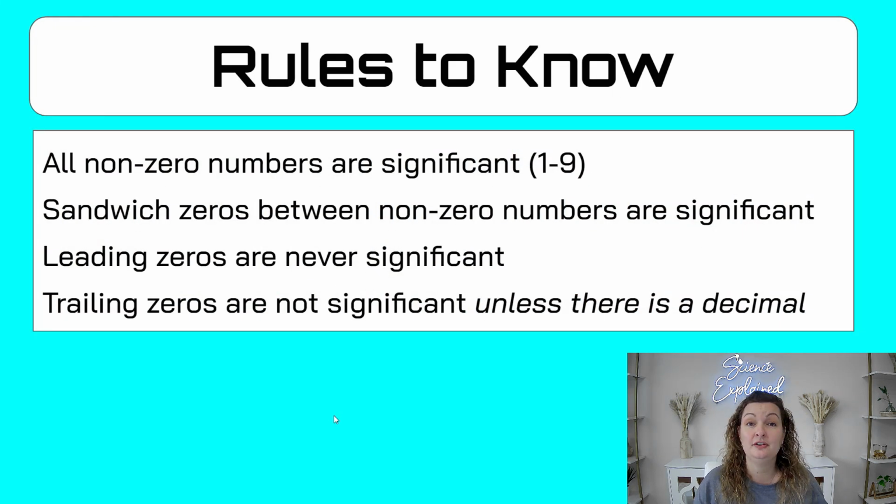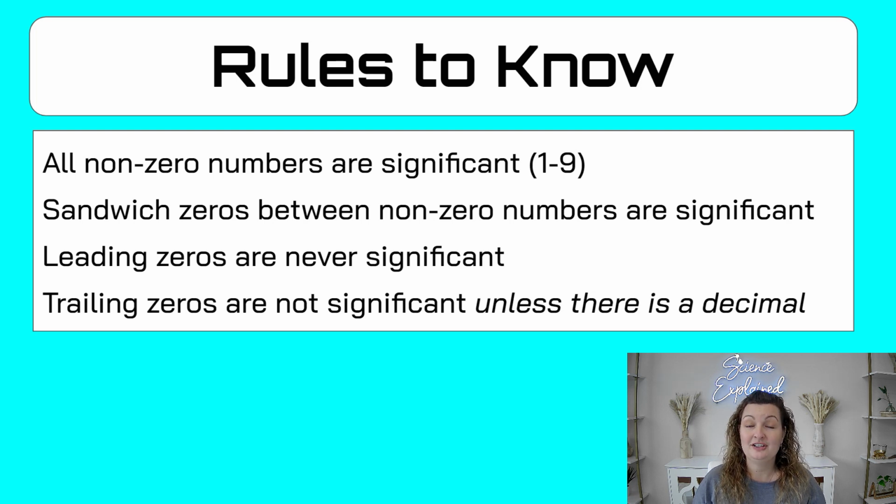So here's some rules that you need to know when figuring out the correct amount of significant figures to use. First one, all non-zero numbers are significant. So 1 through 9, we count those, okay? Sandwich zeros between non-zero numbers are significant.